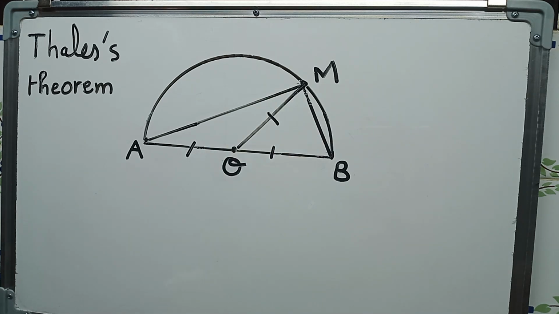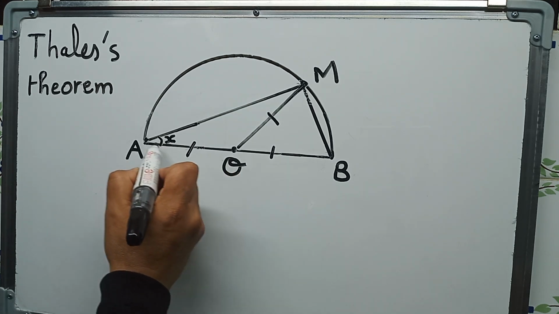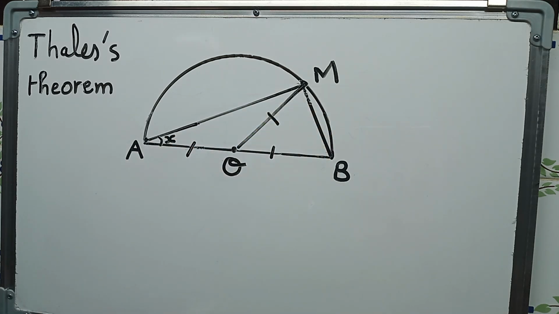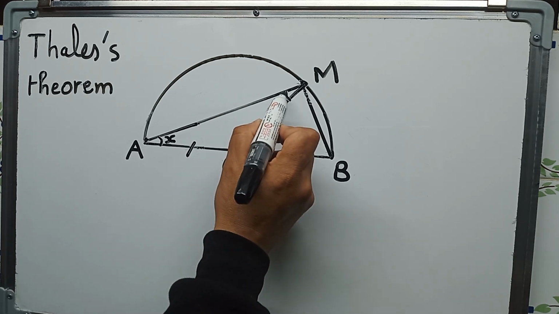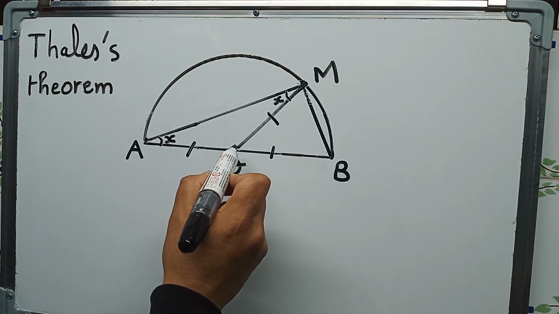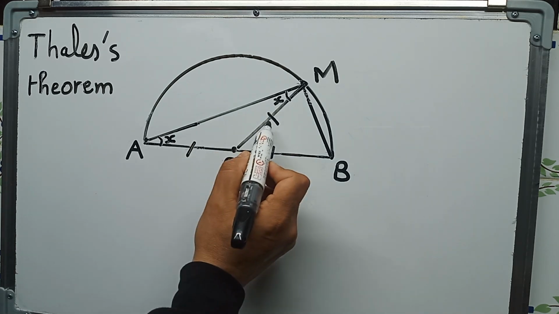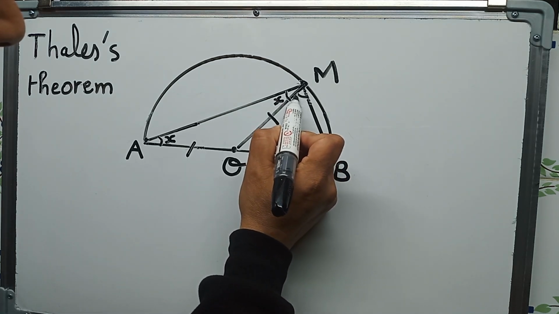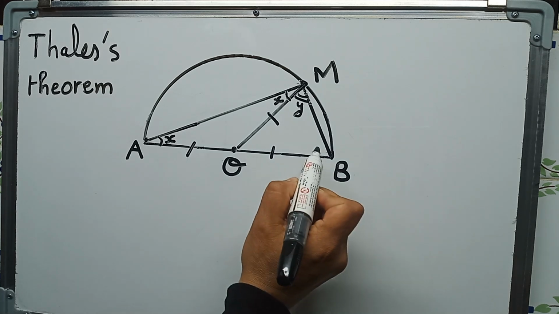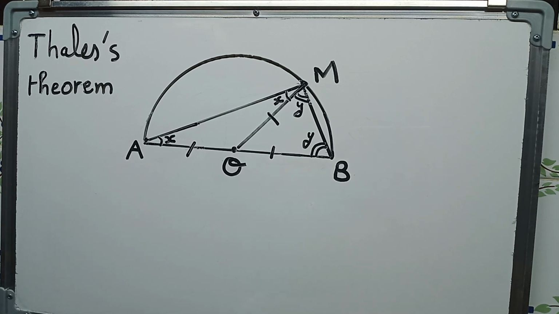For that, we will call this angle X. So here, since this triangle is isosceles, also this angle will be equal to X. We know that in an isosceles triangle, the angles opposite the equal sides are equal. And here also, if we call this angle Y, this angle also will be equal to Y. This triangle also is an isosceles triangle.